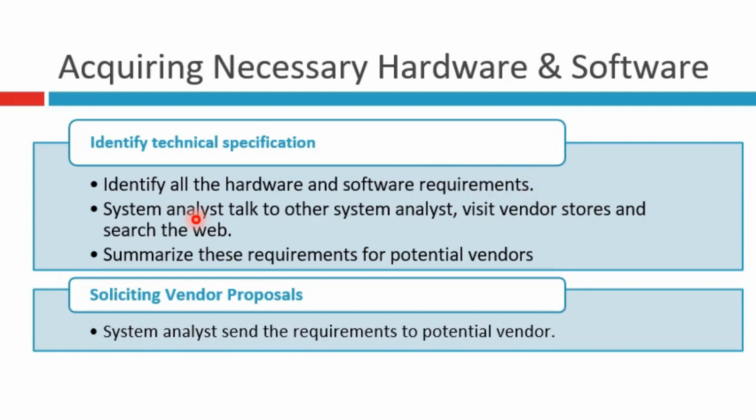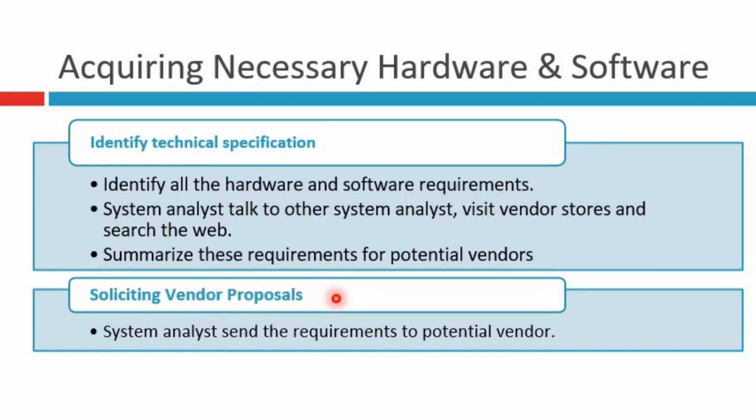How? System analysts will talk to other system analysts, visit vendor stores, and search on the web. The system analyst will talk to other system analysts for any suggestions, or visit the vendor stores to look for ideas, and can also go through websites. Then the system analyst will summarize all the requirements for the potential vendors. So the system analyst will list down every detail of the technical specification, meaning every spec of the hardware and software that is necessary to develop the system.